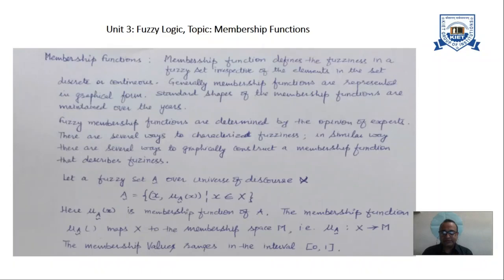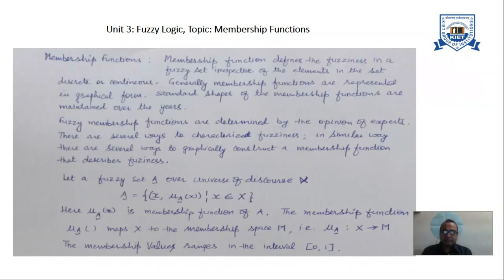The elements can be continuous in nature, they can be discrete in nature. Irrespective of the nature of the elements in the fuzzy set, the membership function describes the fuzziness of the elements of the fuzzy set with respect to the fuzzy set. So I'm again explaining it: the elements in the fuzzy set can be continuous or discrete, and irrespective of that, the membership function describes the fuzziness of all the elements of the fuzzy set.